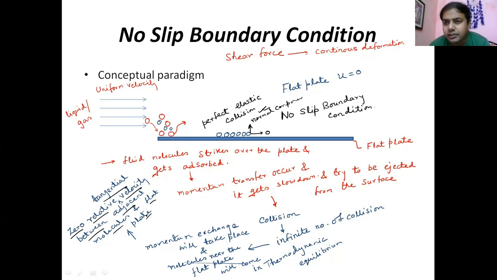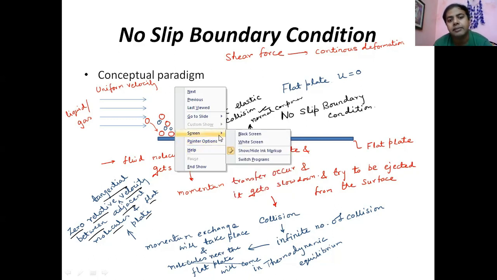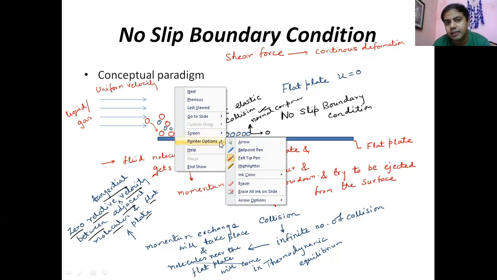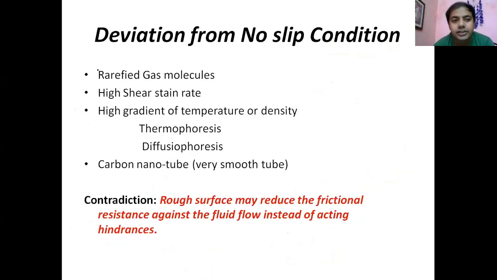So is it a ritual? Should it always happen? No, it is not a ritual. There are so many examples where there may be a violation of the no-slip boundary condition. So the no-slip boundary condition may be violated in several cases. So what are the cases? First is if rarefied gas molecules are there. Rarefied means in a gas, the attraction force between two molecules is very small. That is the rarefied gas.